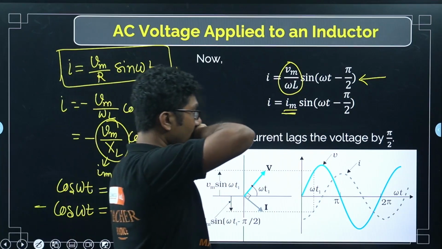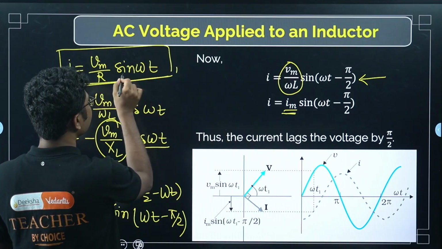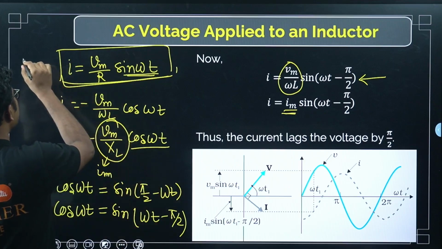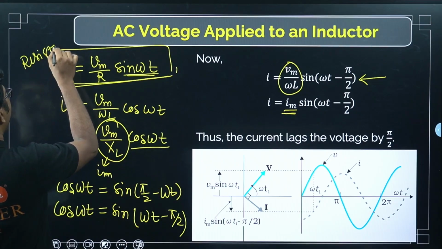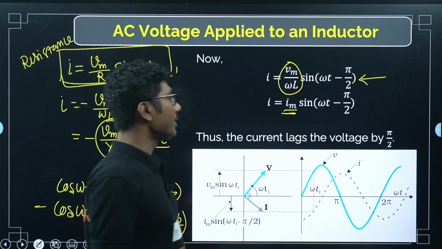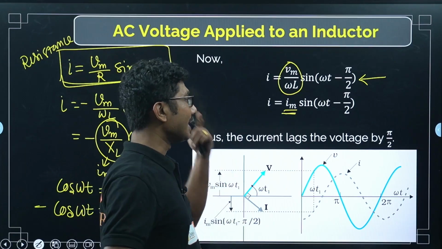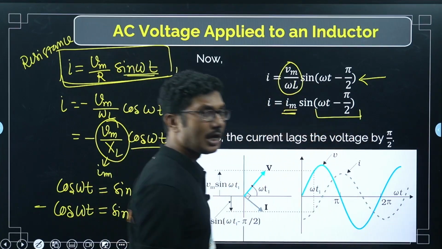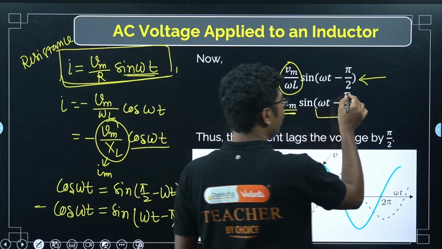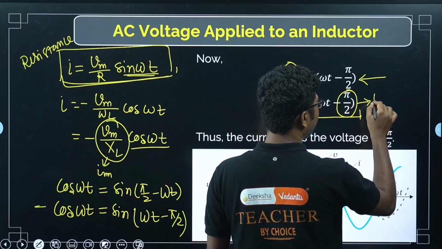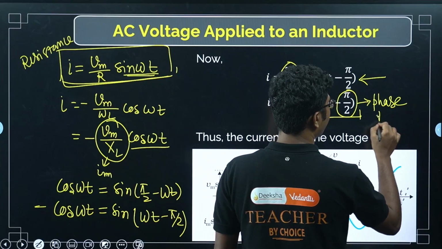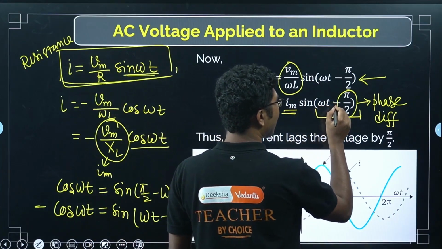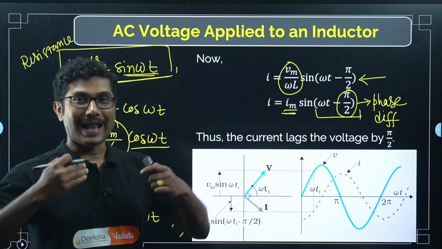pi by 2. If you compare, in case of resistance, voltage and current both are sin omega t. But in case of inductor, the current is no longer sin omega t, but sin of omega t minus pi by 2. So this is the phase difference, right? Now what is the sign of this? This is a negative sign. So negative sign means it is lagging behind.